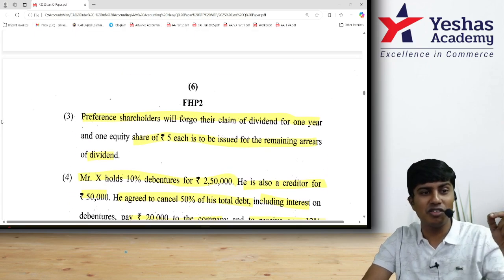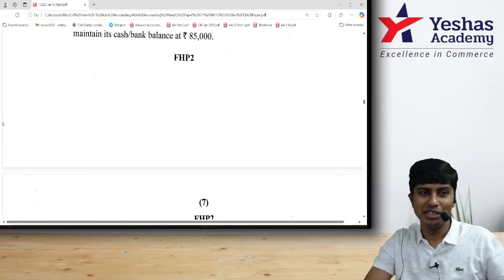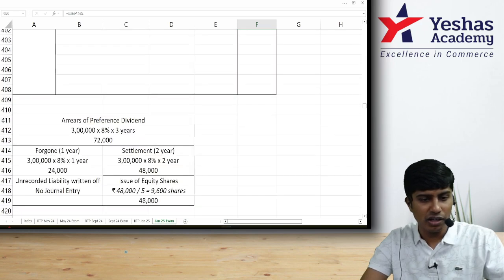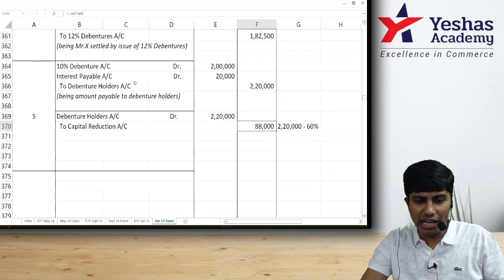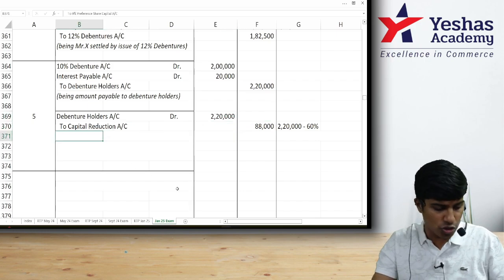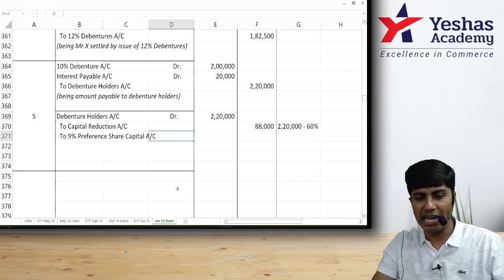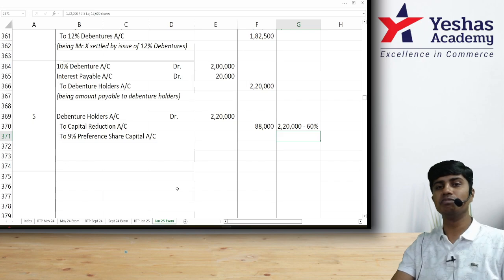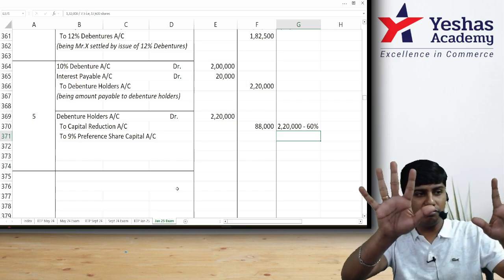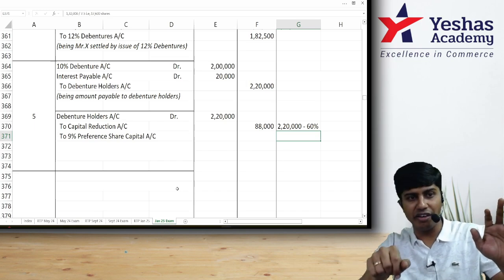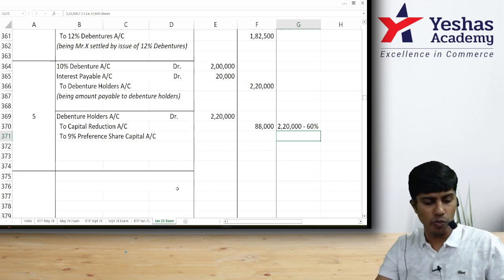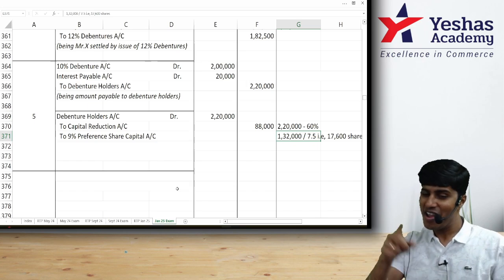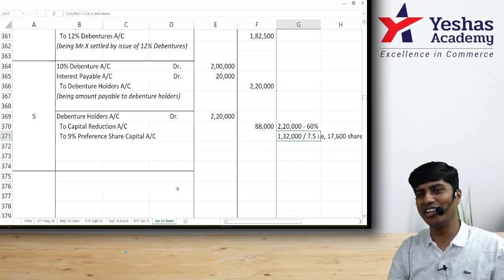9% debentures, nominal value 7.5 to determine the number of shares to be issued. Let me show that to you with the help of computation here. Let's see, 2,20,000 minus 88,000. How much do we get? 1,32,000. Divide it by 7.5 per share. Shares were originally of 10. We reduce it by 2.5 to 7.5. So please do 1,32,000 by 7.5. We'll get 17,600 shares. If you do 88,000 by 7.5, you will not get a whole number.